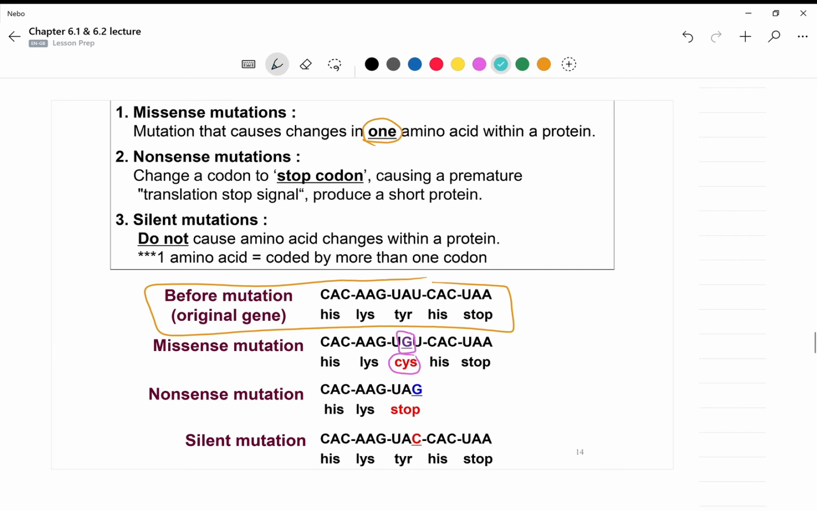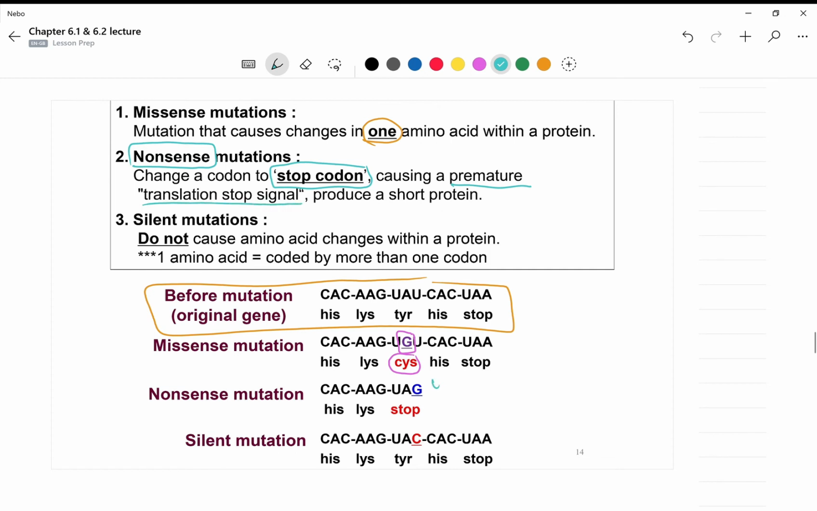In nonsense mutation, nonsense maksudnya merapu. So kenapa dia merapu? Because perubahan codon tadi menyebabkan munculnya stop codon. So when stop codon suddenly appear, it will cause a premature translation stop signal. So look at this example.